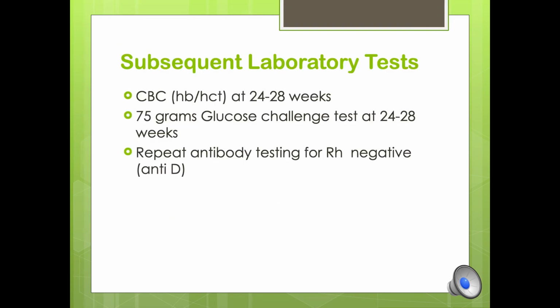We repeat the CBC, particularly the hemoglobin and hematocrit at 24 to 28 weeks of gestation, because as you've learned in your physiologic changes, there is physiologic anemia at around this time because of the increase in the plasma volume. The definitive screening also for diabetes, which is 75 grams OGTT, is done at 24 to 28 weeks age of gestation. And women who are Rh negative and are unsensitized should have an antibody screening test repeated at 28 to 29 weeks because if they remain to be unsensitized, an anti-D immune globulin is given.